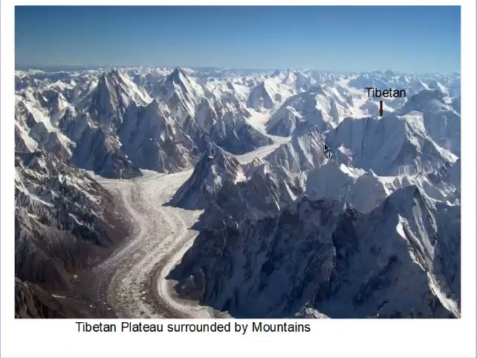Now let's look at the Tibetan Plateau here. This is the Tibetan Plateau. Now this plateau is bordered to the south by the Himalayan range and to the north by the Kunlun range. So it is a plateau that is surrounded by mountains. And this makes it an intermont plateau or intermontane.